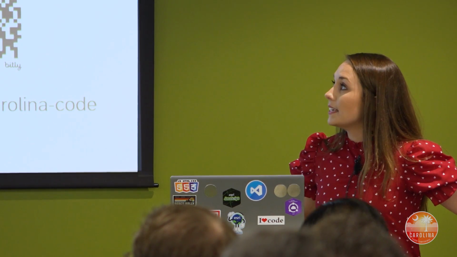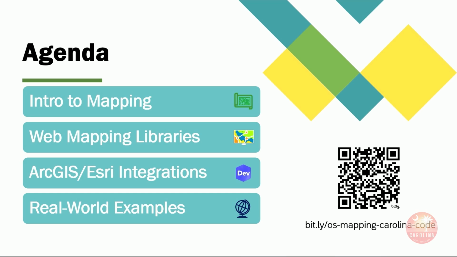All right, so let's go ahead and get into it. The agenda here is what we're going to be going through, and hopefully I can get through as much as possible in 30 minutes. We're going to start with just some basics, like key concepts and vocabulary for mapping, and then I'll get into each of the different mapping libraries, and we'll do some code samples with those. And then I will also show a little bit of ArcGIS Esri integrations that work with these open source mapping libraries. And then finally, I will go through a few real world examples if I have time.